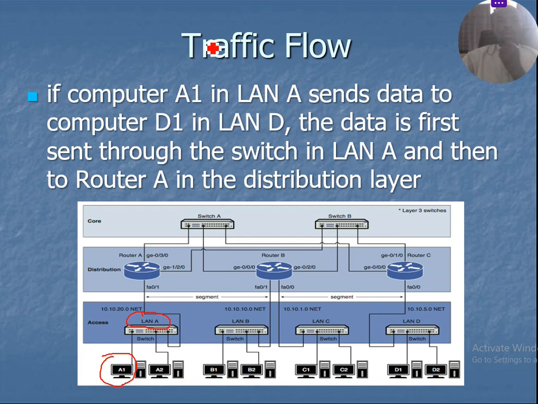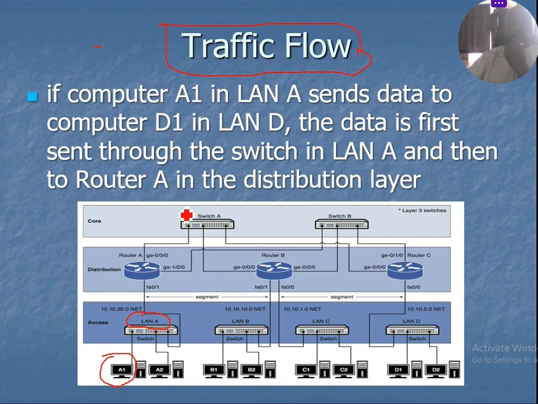Okay, so now let's talk about another characterization of what we experience in the design, or what we should take into consideration when we are designing a whole network system, including LAN and WAN, when we are considering a LAN and WAN configuration. Now it is the traffic flow.